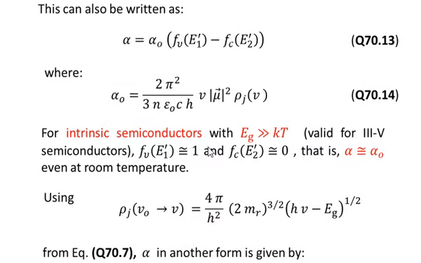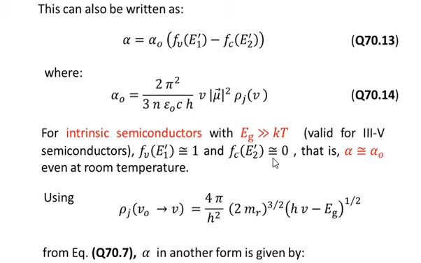For an intrinsic semiconductor with Eg much greater than kT, that is, the energy band gap is much greater than the thermal energy, and this holds for the group 3 to 5 semiconductors, we have Fv of E1 prime equal to 1. That is, the probability of the existence of level 1 in the valence band is nearly 1, and the probability of level 2 in the conduction band is nearly 0, that is, the level is nearly empty.